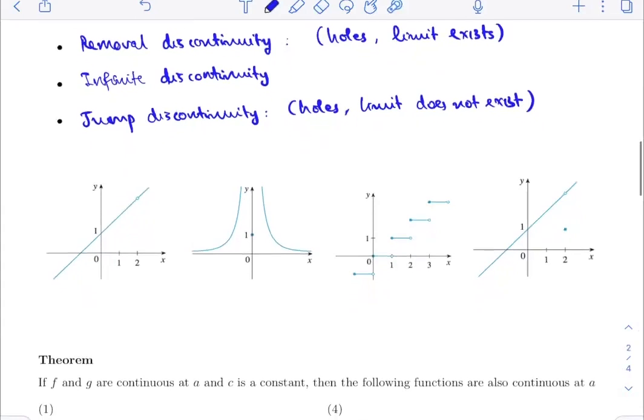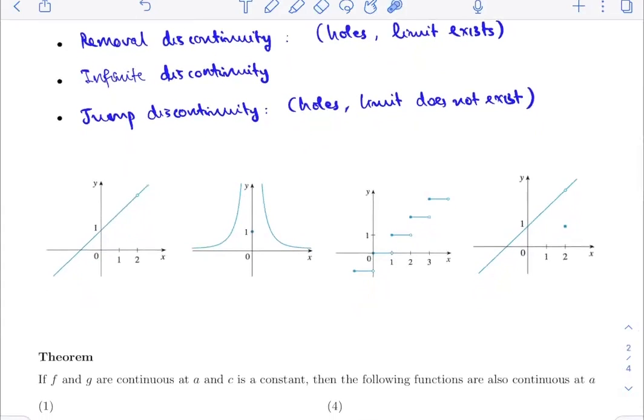So for instance, given four different graphs, the first graph right here is discontinuous at x equal to 5, and the type of discontinuity is removable discontinuity because there is a hole here, but the limit exists at that point. So this is called the removable discontinuity.